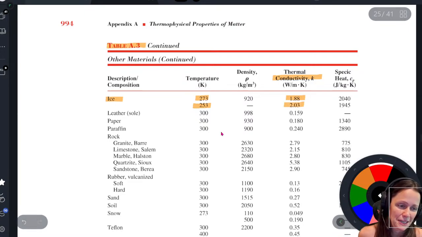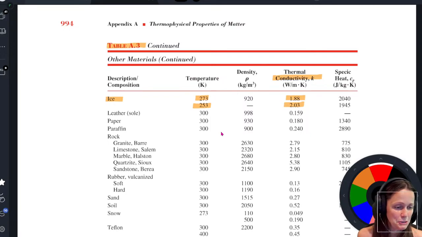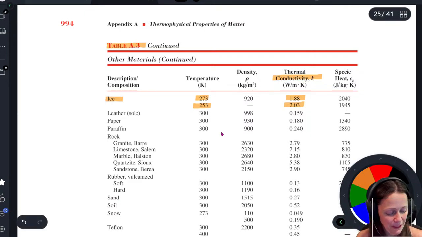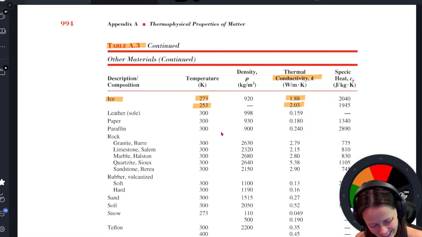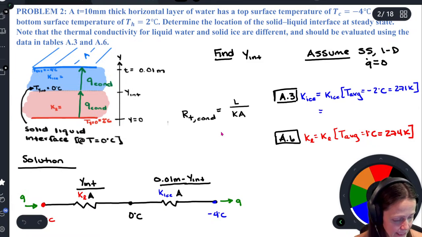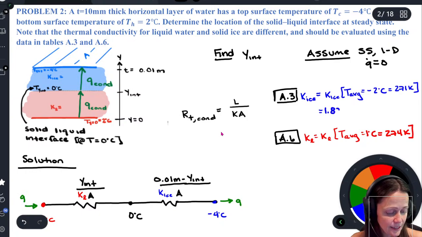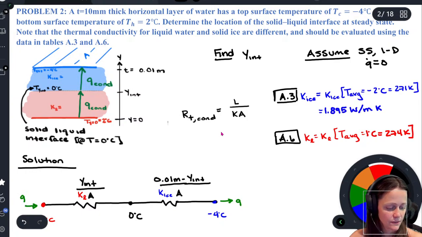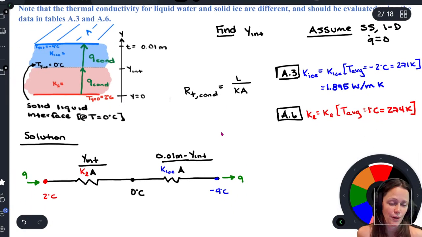We needed, what was it, 271, which, okay, fine. It doesn't really make that big of a difference. I've got 1.895, so that's what I'm going with, but again, I did interpolate for this, and this is 1.895 watts per meter Kelvin. It's technically correct. It's the best type of correct.